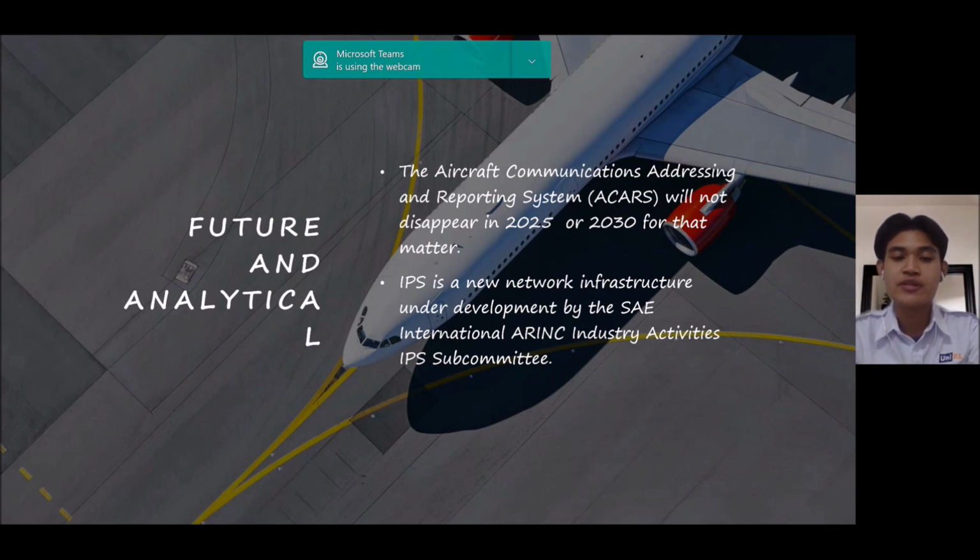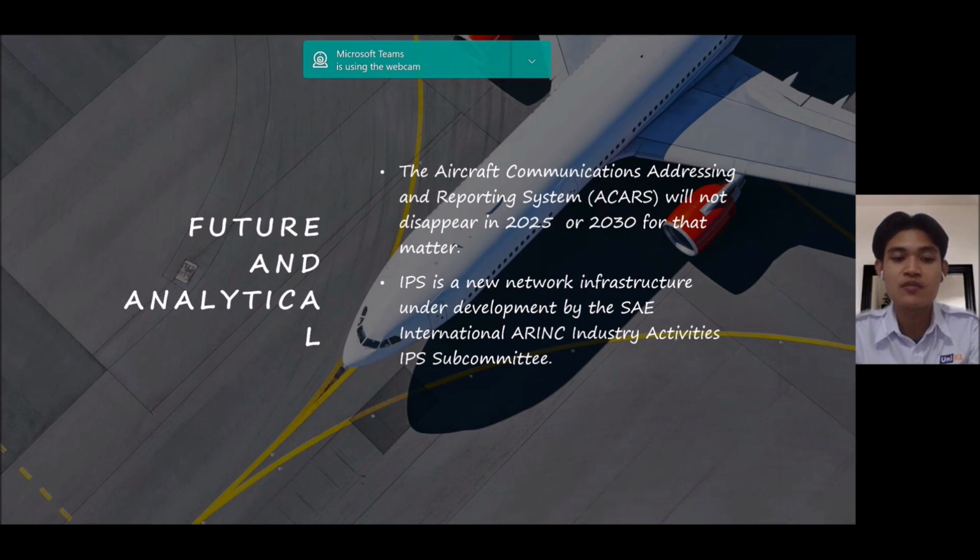So the first point is that the Aircraft Communication Addressing and Reporting System will not disappear in 2035 or 2030, for that matter. This is because IPS is a new network infrastructure under development by the SAE International ARINC Industry Activities IPS Subcommittee. It is based on Internet Protocol, known as IP, using commercial off-the-shelf, known as COTS, products to support air-to-ground aeronautical safety services communication, whereas ACARS is aviation specific.